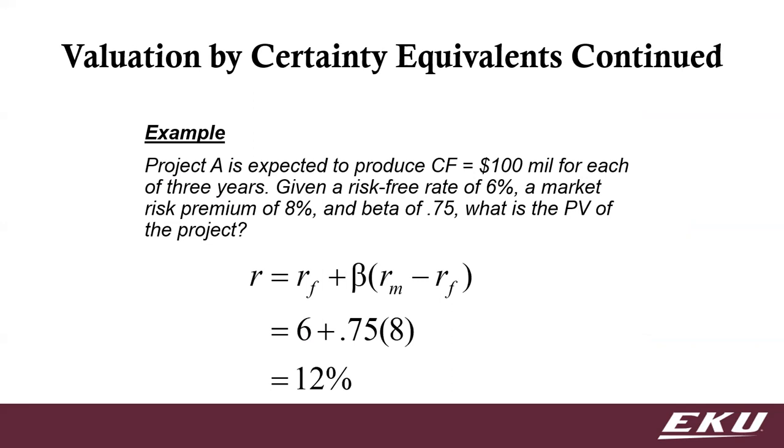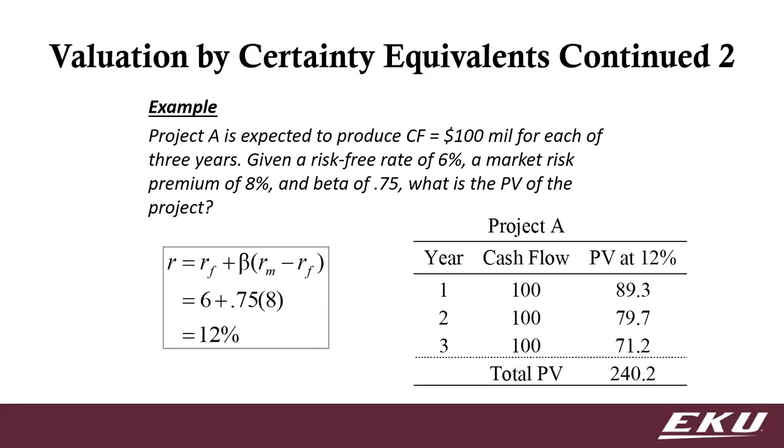And this is an example. We have a cash flow of 100 million for 3 years. We're given a risk-free rate and a market risk premium. We have a beta, so we can calculate the present value of that project. So we have our discount rate given that information. Taking that discount rate, we have our cash flows of 100 million a year. Discount that back over 1, 2, or 3 years. Add those up, and that will give you the present value of this project. So in today's dollars, it's worth 240 million to have that 100 million for 3 years, given that 12% discount rate.